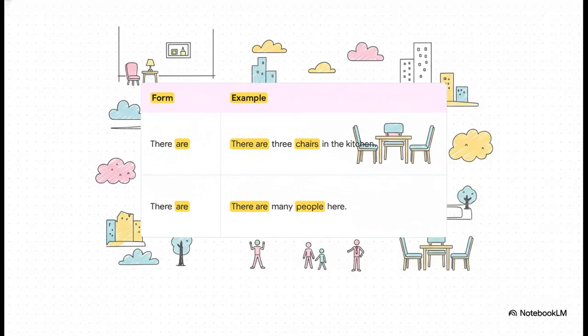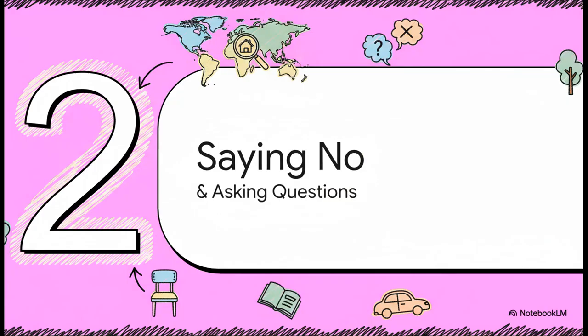Now, the moment we're talking about two or more things, we just flip the switch over to there are. So you'd say, there are 3 chairs in the kitchen. And notice this, there's no common short form here. We just say the full thing, there are. Simple as that. Awesome. You've totally got the basics down.